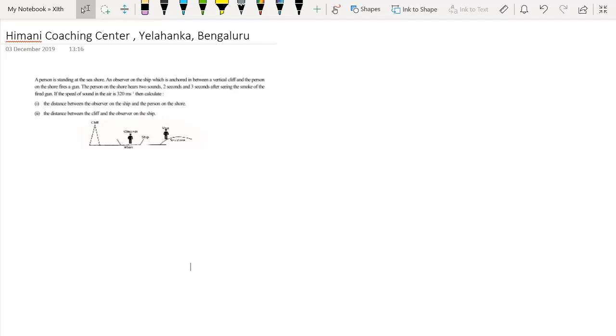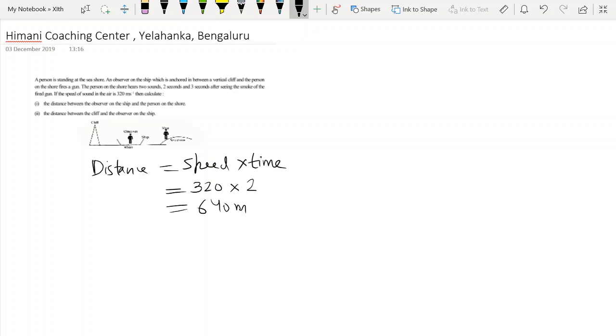Now, let us understand this question. When the person standing on the shore hears the first sound, it is the sound which the observer has fired, and the sound travels to him. This is a clear, simple case of sound traveling a distance, and he is able to hear it in 2 seconds. So what do we know? Distance equals speed into time. The first sound he heard was in 2 seconds, and the speed of sound is 320 meters per second into 2. So the distance between the observer and the person standing on the shore is 640 meters.